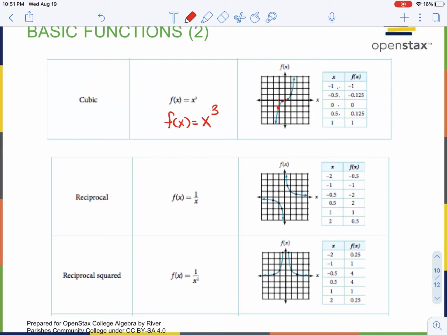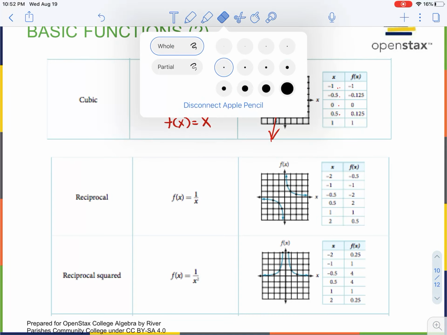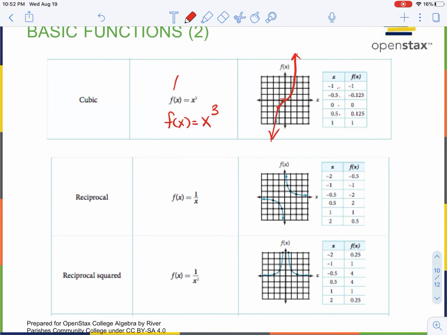0.5 or 1/2 cubed is 1/8 or 0.125. And then 1 cubed is 1. And then if I cube 2, 2 cubed would be 8. And if I cube -2, that'd be -8. And so it makes this kind of a wave. It looks something like that. Let me draw it one more time. There we go, like that. That's a cubic.